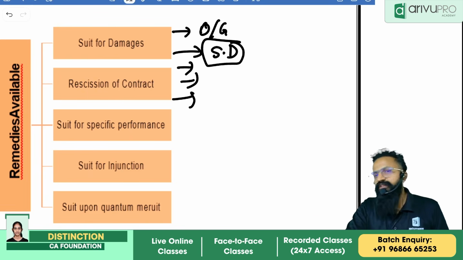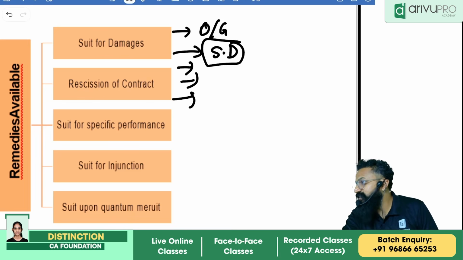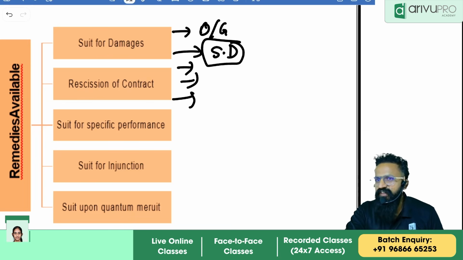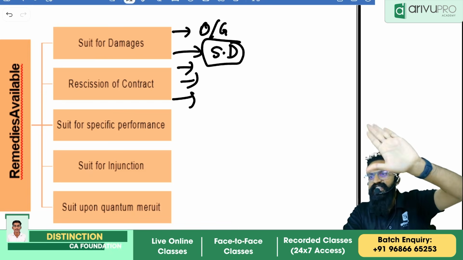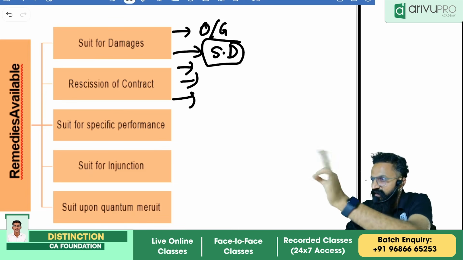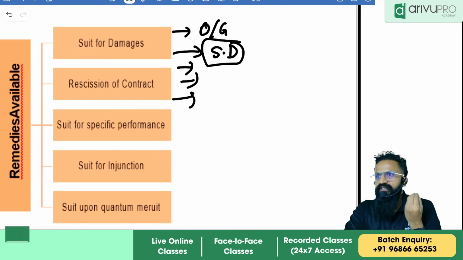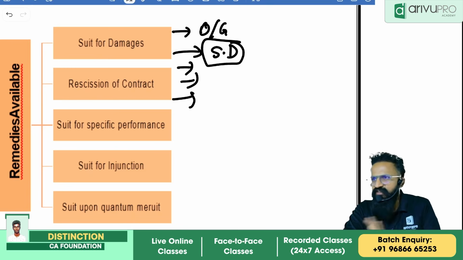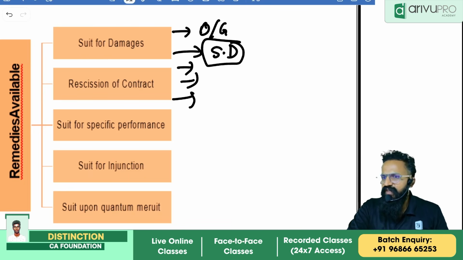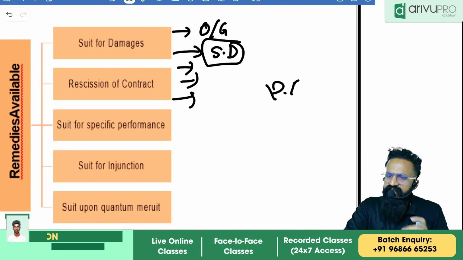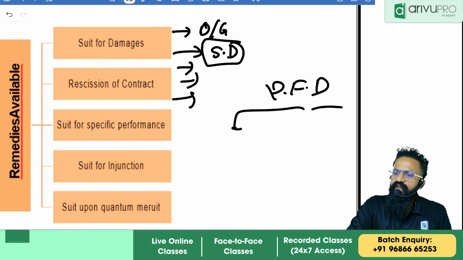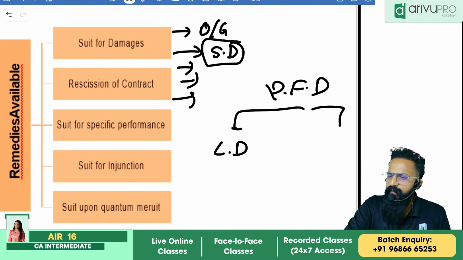The fifth one was liquidated damages, nothing but prefixed damages. What is prefixed damages? Already the contract has said this is what the damages is going to be. Prefixed damages in the Indian scenario has no further classification. But in English law, there is a further classification. The prefixed damages can be further classified into liquidated damages and penalty.